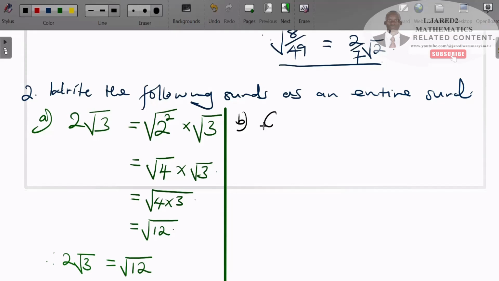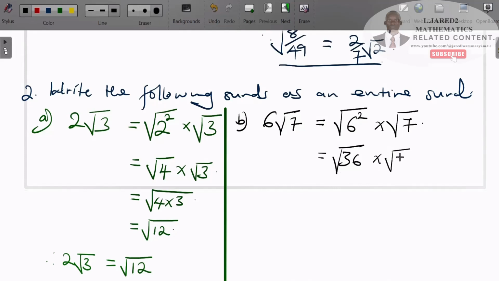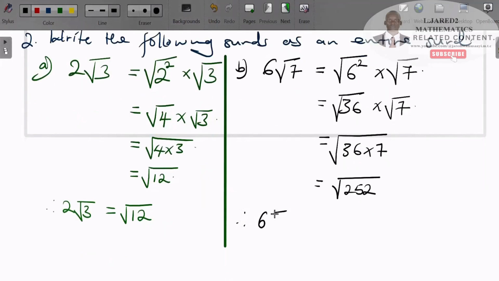We are having 6 square root 7. So in the same way, this is the same as having the square root of 6 squared multiplied by the square root of 7. Let's deal with the one inside the square root. 6 squared is the same as 36, but under the square root, multiplied by the square root of 7. Since both real numbers have a square root, we can put them under one root by having the square root of 36 multiplied by 7. So when we multiply 36 by 7, we are getting the square root of 252. Therefore, 6 square root 7 is the same as having the square root of 252.